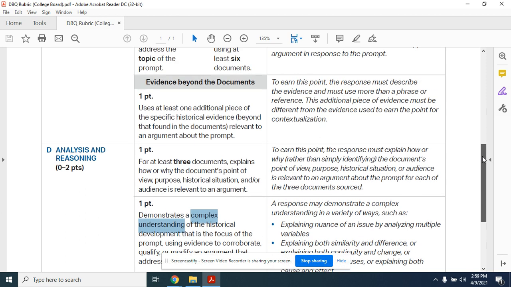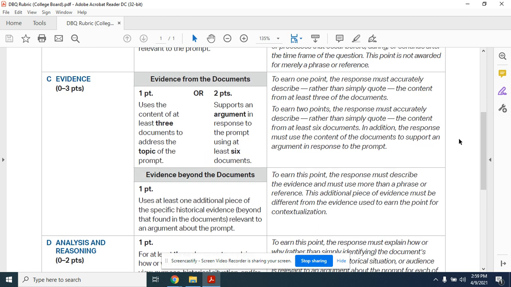But now let's talk about the documents or the evidence and see where we're earning our points. So three points come from the evidence in your essay. We're going to look at the low bar of this, and then I'm going to tell you we're not aiming for the low bar, and I'll point out where we are aiming. But you do earn one point if you effectively use the content of at least 3 of the 7 documents to address the topic of the prompt.